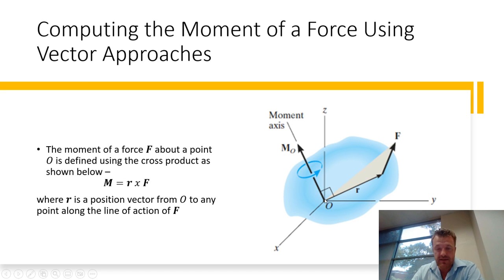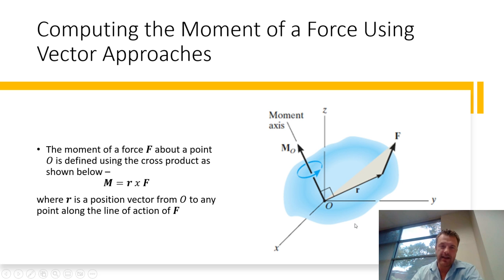First and foremost, you need a position vector from point O, and this is a very key point, to any point along the line of action of that force. So clearly, one of the points that you could use along the line of action is the actual point of application of the force, or the actual base of the force vector. So this is certainly a valid position vector that you could use in order to compute the moment of force F about the origin. However, technically, you can use any position vector as long as it starts at the origin and goes to the line of action of this force.